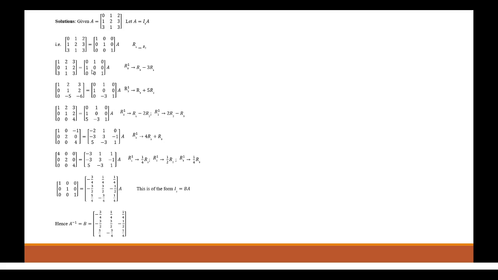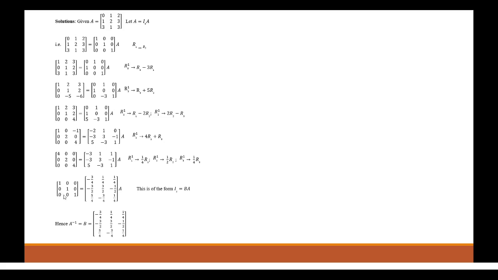After applying the operation, in the next step we apply the row operation R3 dash is R3 minus 3R1. Then we move on to the next step. R3 dash is R3 plus 5R2. After applying this operation, we get this matrix. Then we go for R1 dash is R1 minus 2R2. Then R2 dash is 2R2 minus R3. We do the operations successively, making the diagonal elements unity.